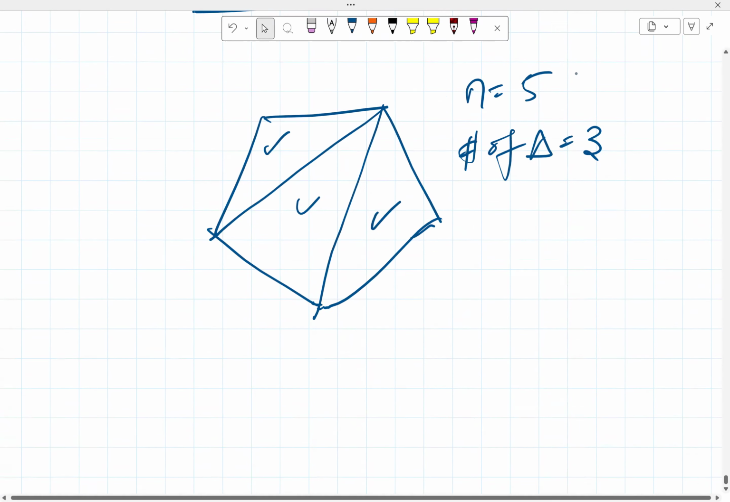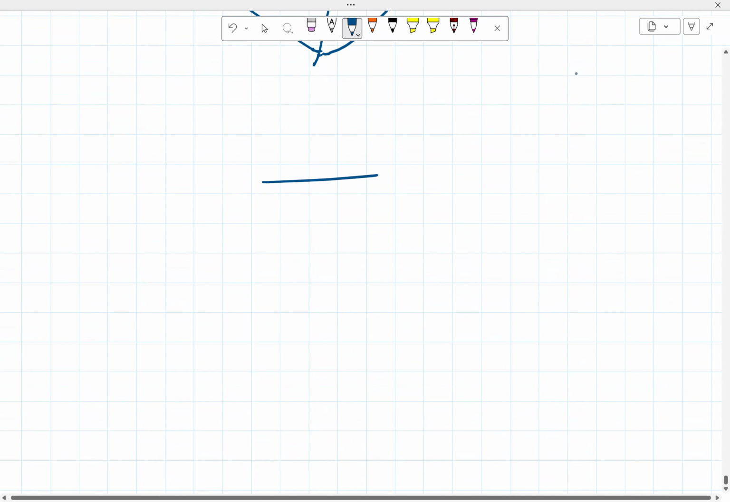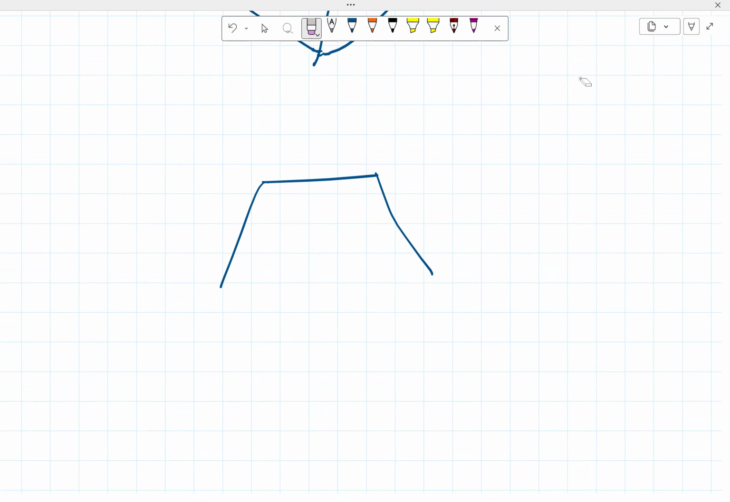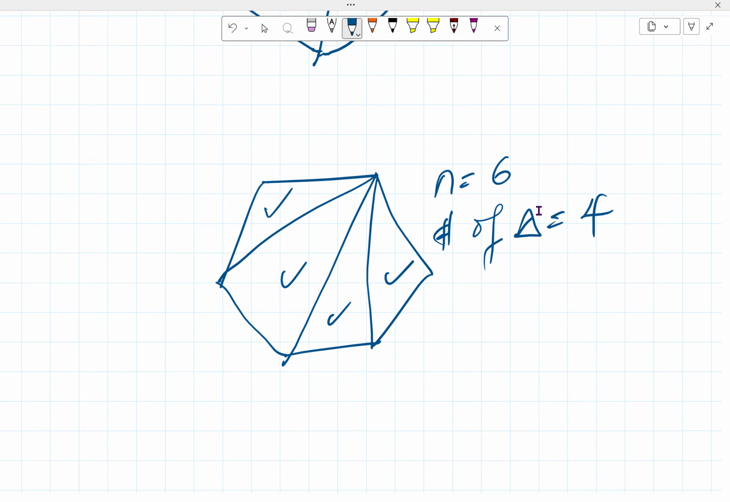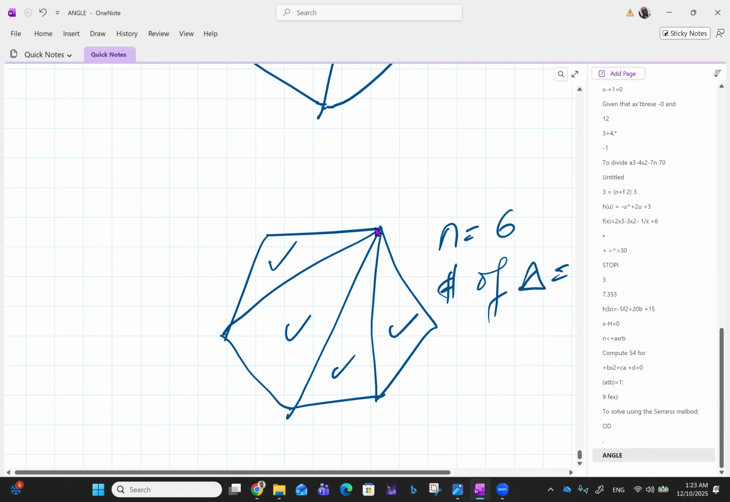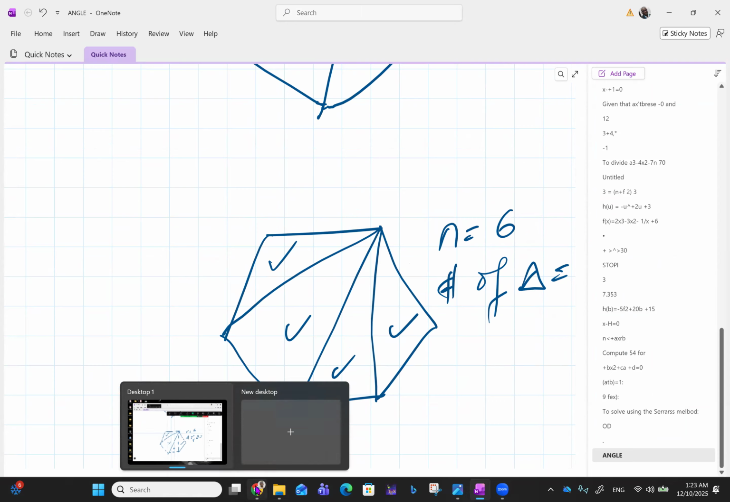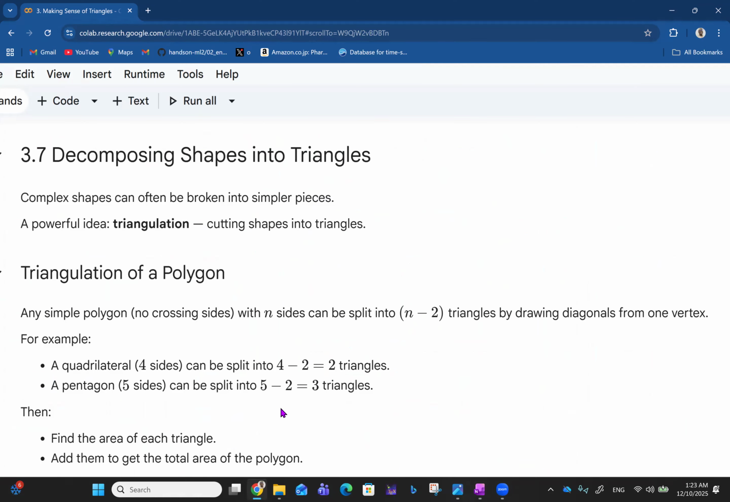One, two, like this. If you have a hexagon, one, two, three, four, five, six. If you draw lines like this, you see you have 1, 2, 3, 4 triangles there. So when the number of sides is 6, the number of triangles will be equal to 6 minus 2, that's 4. That's what that rule is telling us. So you can triangulate polygons like this. If you are looking for the area of a polygon, just split it into triangles, find the area of each, and add them up.